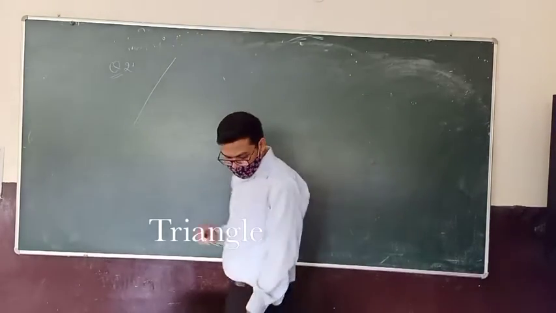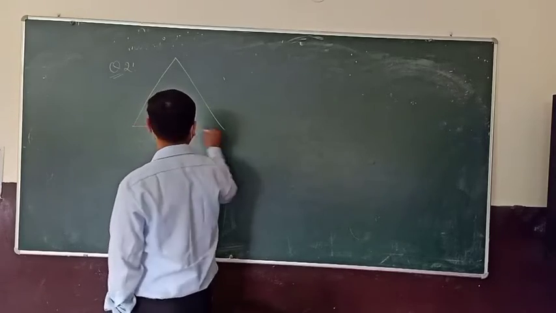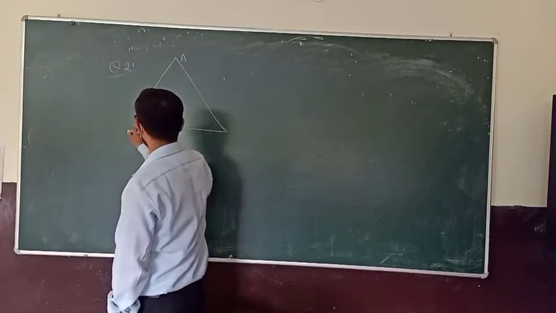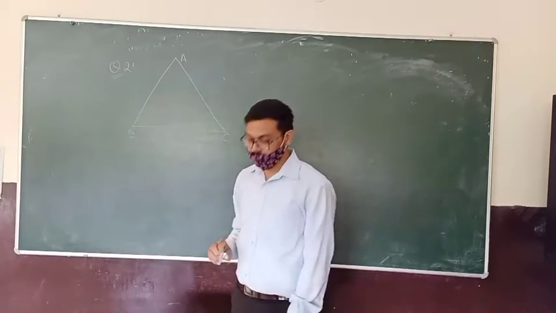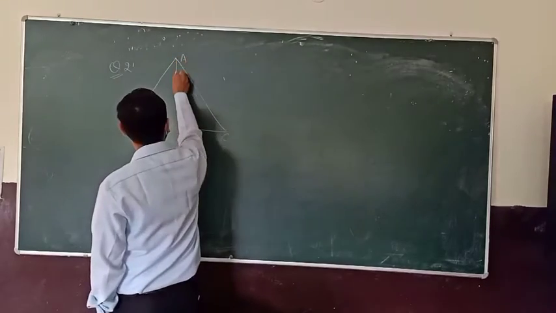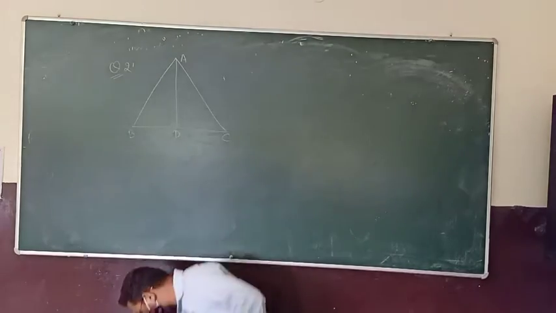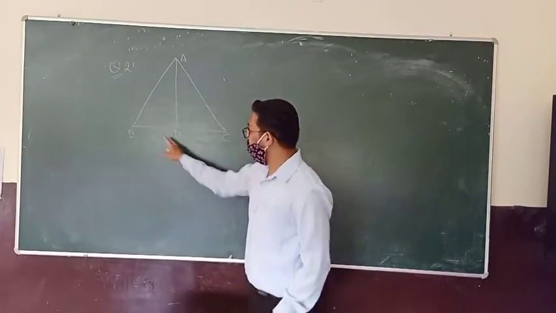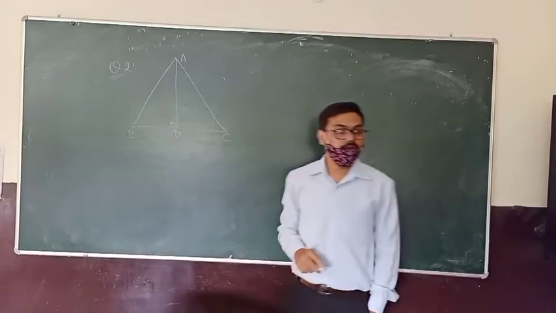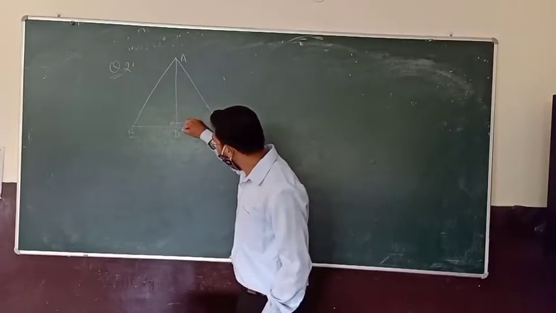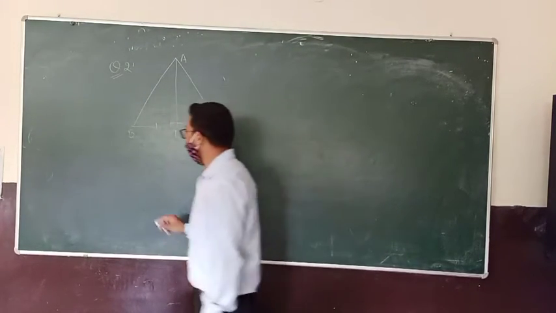Now question number second says in triangle ABC. So let's say it's a triangle. This point is A, this point is B, this point is C. AD is perpendicular bisector of BC. That means this is AD, this is point D. AD is perpendicular bisector on BC. That means this angle is equal to 90 degrees. And obviously this angle is equal to 90 degrees. BD is equal to CD.